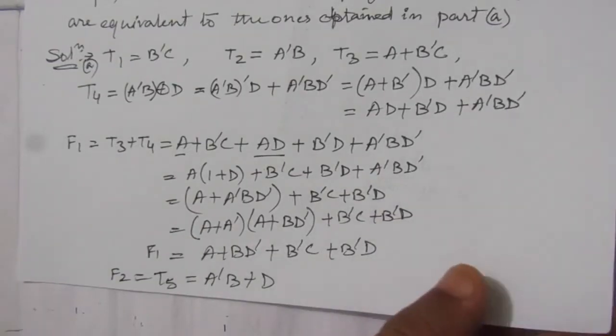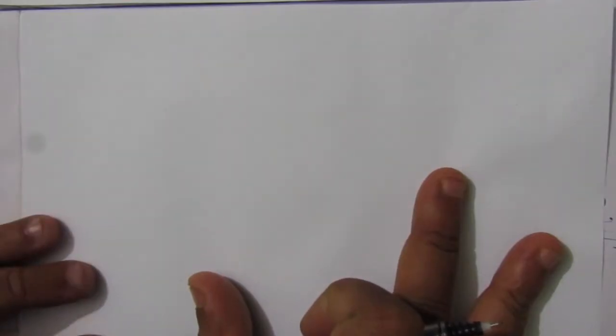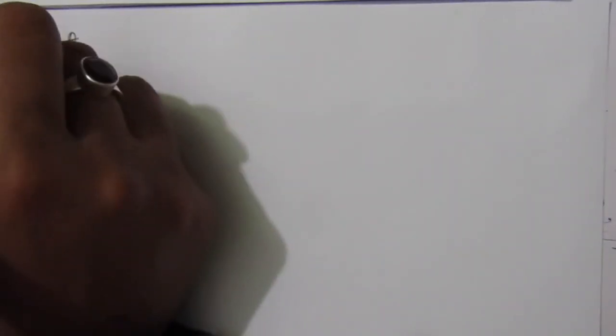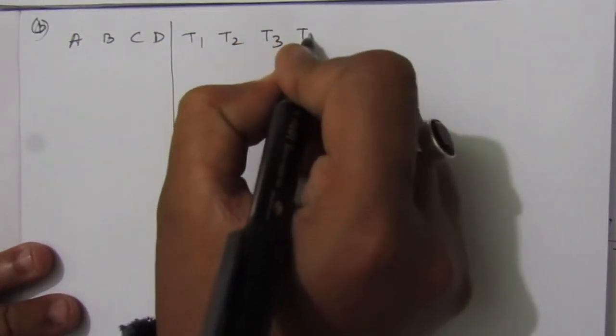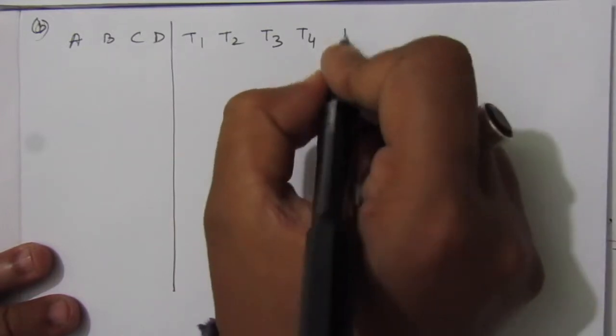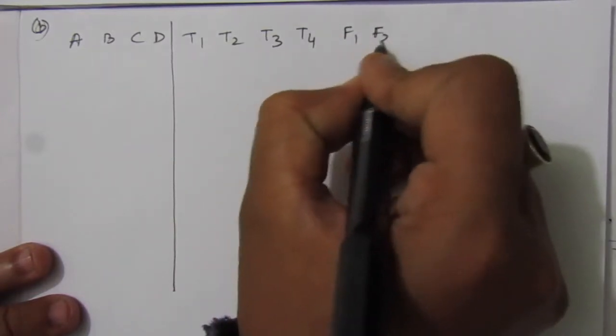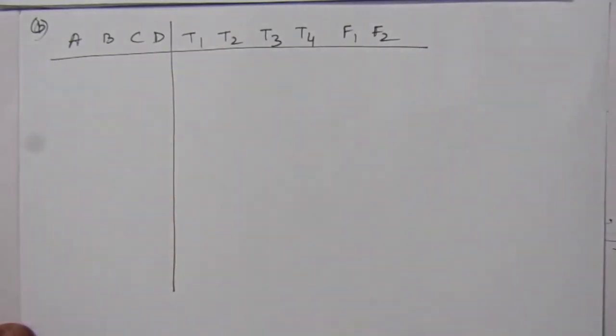Then we have to find out the second part. In the second part of the problem, we have to make the truth table. So we have 4 inputs. This is the second part solution. A, B, C and D, these are the 4 inputs, and accordingly we have to find out T1, T2, T3, T4, and then we have to find out F1 and F2. So for 4 inputs A, B, C and D, we will have 16 combinations.